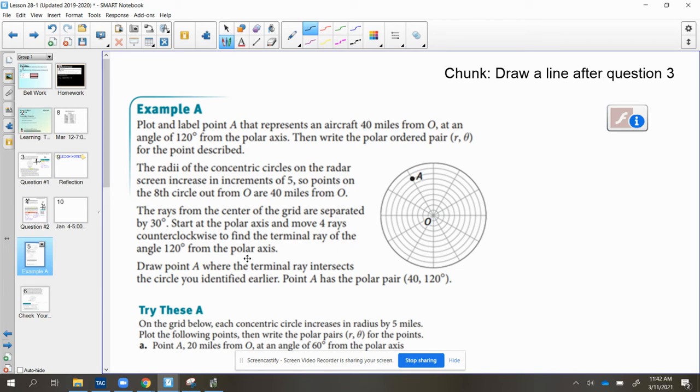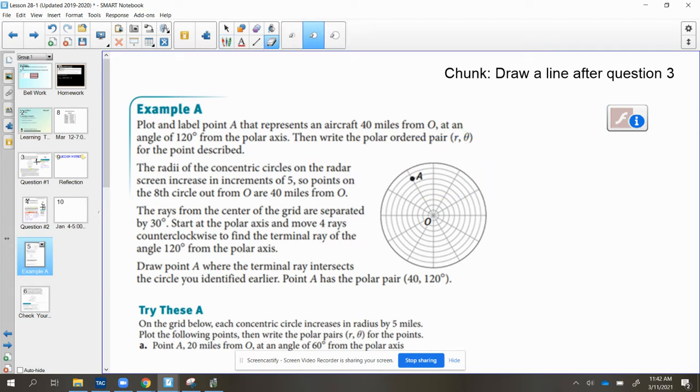They're showing us a point plotted on this example at 120 degrees and 40 miles out. And again, this is going out by 5s, so that's why we're out here at 40. Each time we are going up by 30 degrees. So it's 30 degrees, 60 degrees, 90 degrees, and then this was the 120. Each of our little dashes here, we're increasing by 30 degrees.